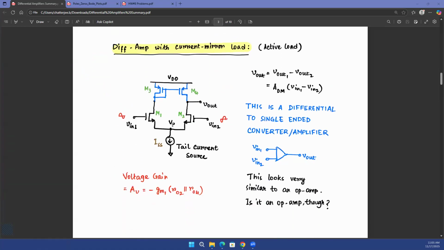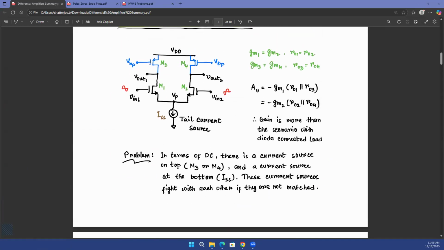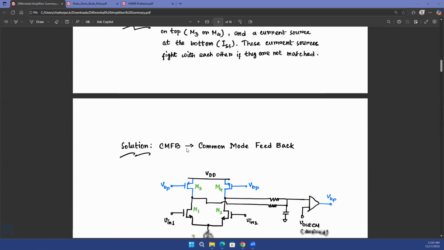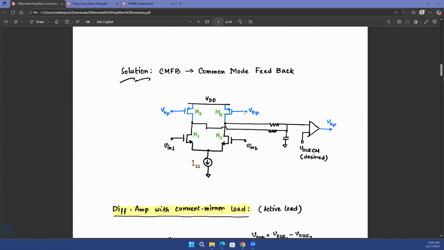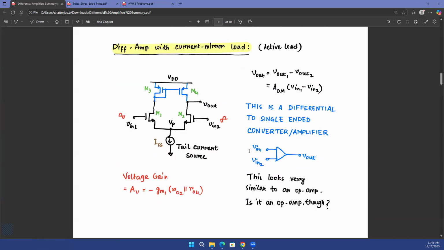Okay. Diff amp with current mirror load. Now, instead of having a current source on top, which of course creates the problem with CMFB, that there would be a fight between these two current sources, and you need a common mode feedback to make sure that you generate one current source from the other, there is another simpler solution. And this is something you have also learned over the last few lectures, that I can create a current mirror-like structure on the top.